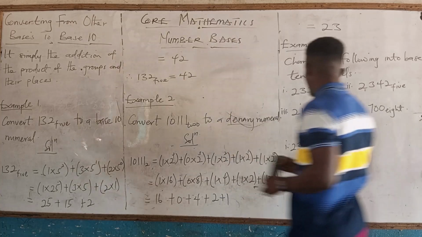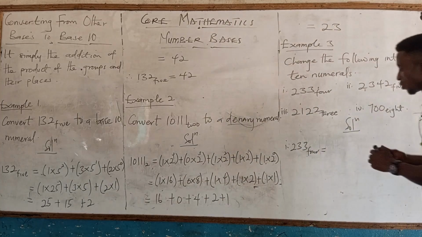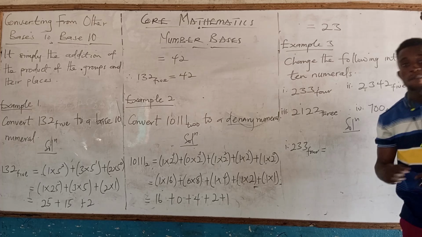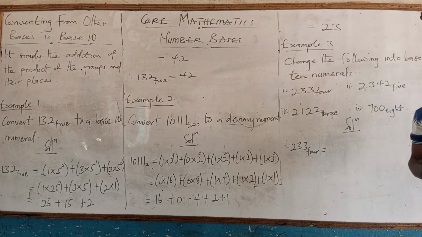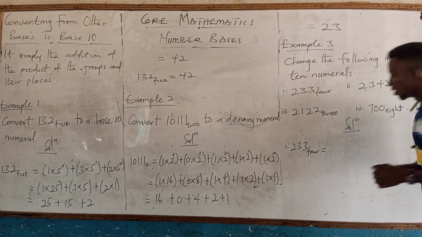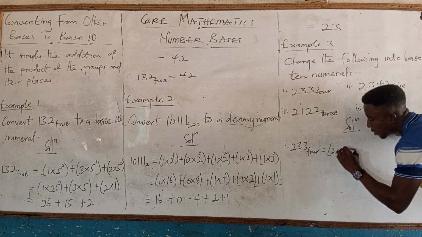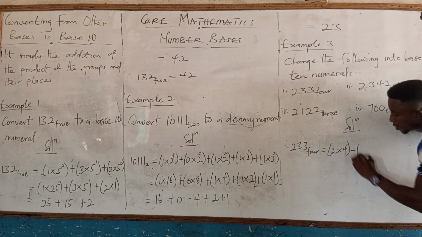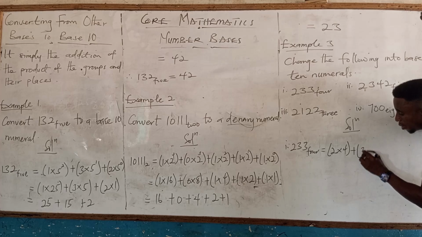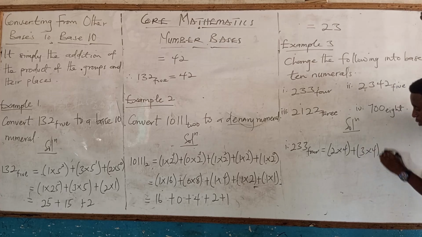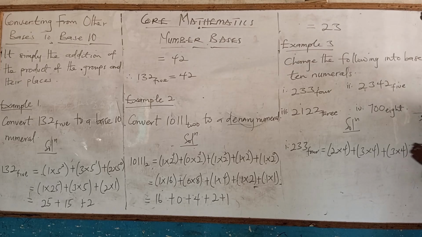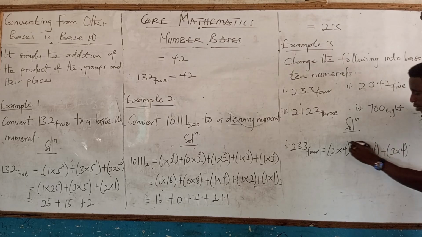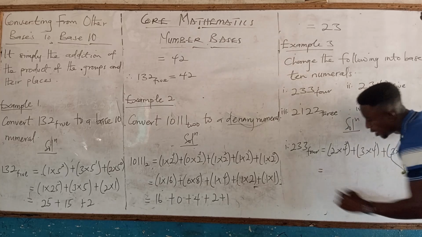So I have that. So this one will get me... Are you done? Pause the video, you try, then continue. Okay. So I have 2 times 4 plus 3 times 4 plus 3 times 4, with exponents 0, 1, 2.